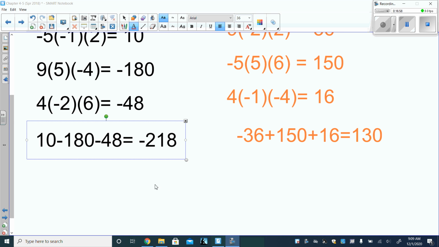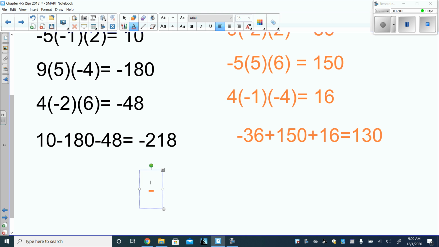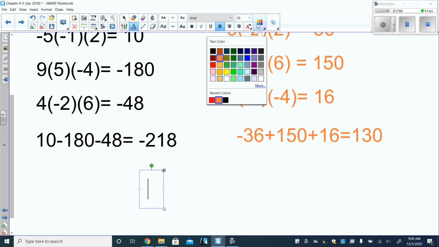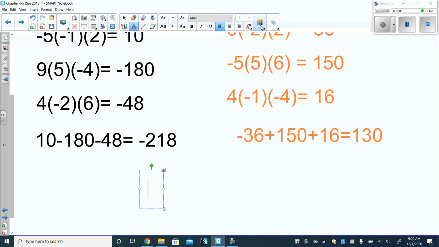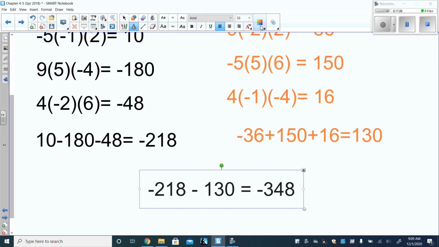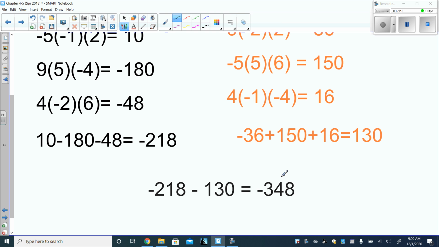Now the last thing we need to do is take these two here. So we'll have our -218 minus our 130. The one going from left to right goes first, minus the one going from right to left. And if we go -218 minus 130, it will give us -348. So the determinant for this here is -348. And that's all we have to do for this here.